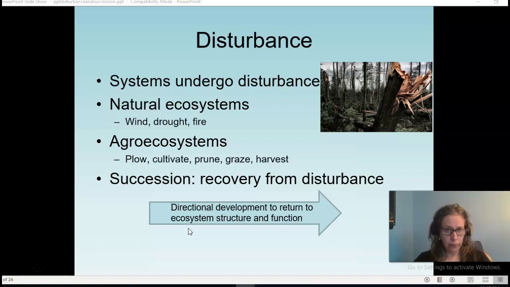So we'll start with disturbance. Systems undergo disturbance all the time. Whether it's a natural ecosystem, they're affected by windfall, hurricanes. Y'all might have lived through some hurricanes closer to the coast. Drought, fire. Our agroecosystems also undergo extreme disturbances in terms of plowing, cultivation or weeding, pruning, grazing, harvest. We have to harvest to be able to use the edible biomass. So succession is recovery from these disturbances, and it's a directional type of development that helps the ecosystem return to the same type of structure and functioning that it had before.